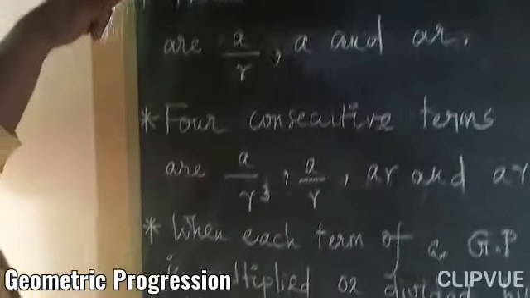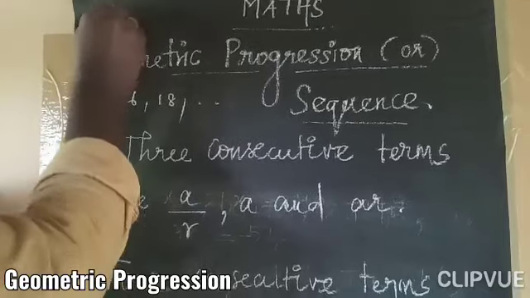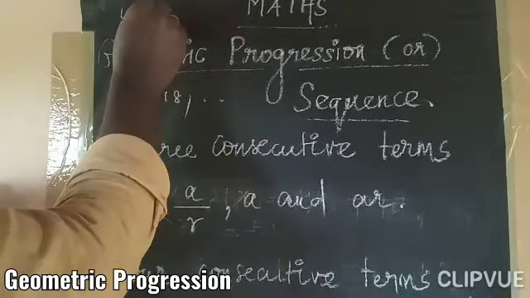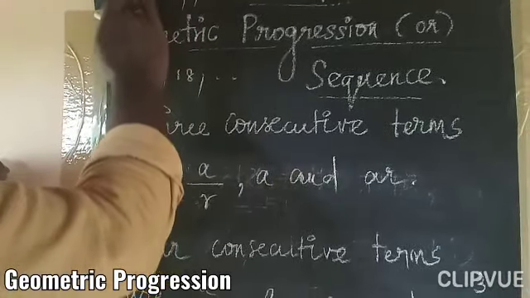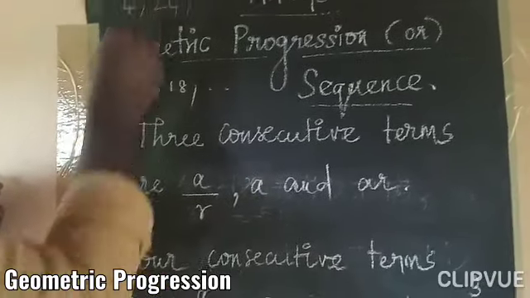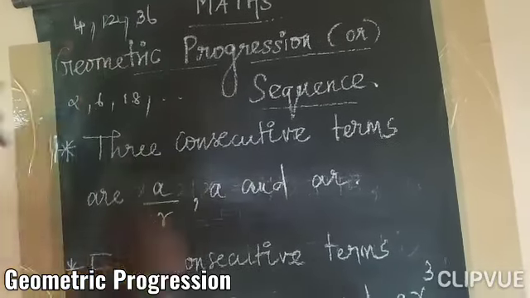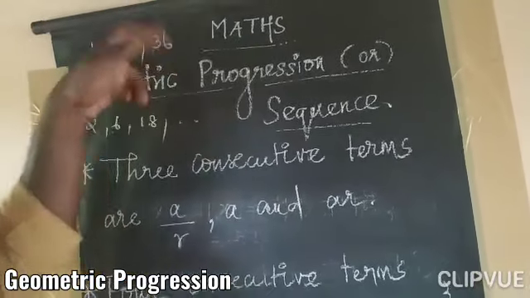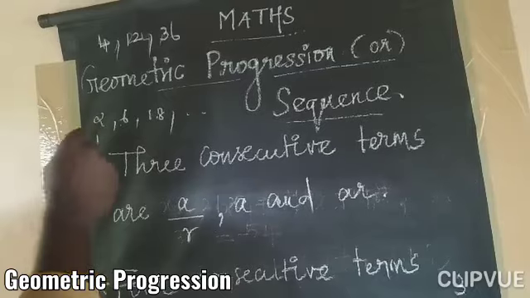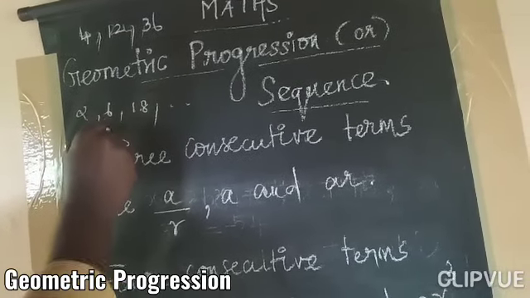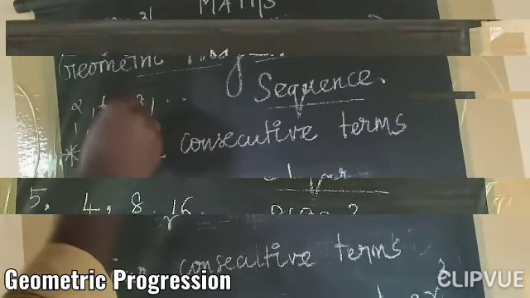The condition is either multiplied or divided by a non-zero constant. If I multiply it by 2, this 2 becomes 4, this 6 becomes 12 and this 18 becomes 36. See, this is also a GP. When we divide by a non-zero constant, if you divide by 2, 2 by 2 equal to 1, 6 by 2 is equal to 3 and 18 by 2 is equal to 9.